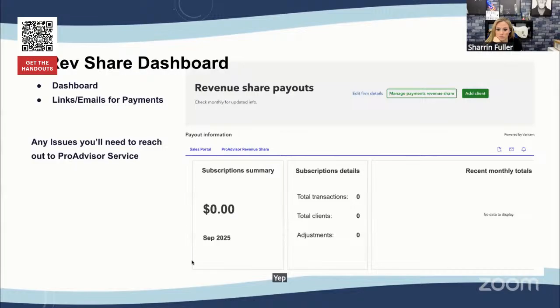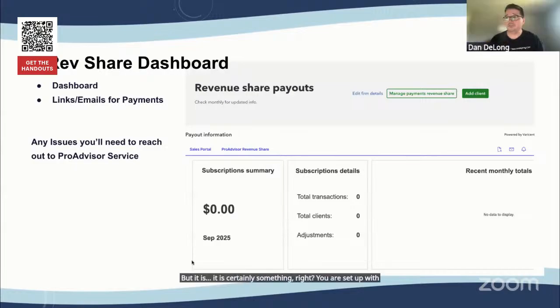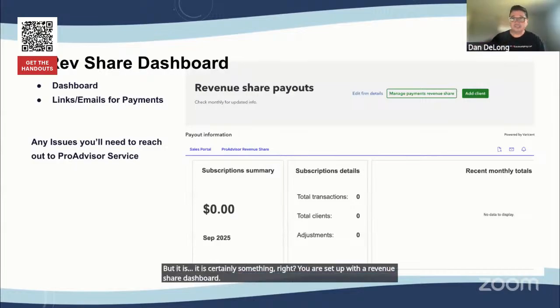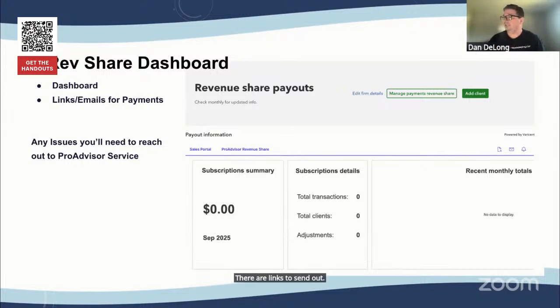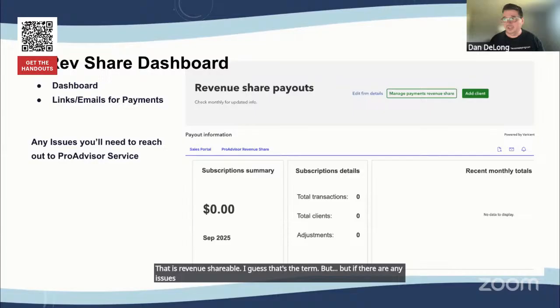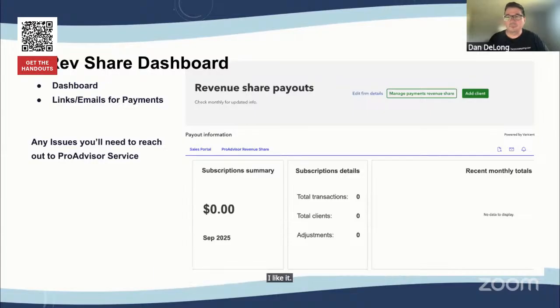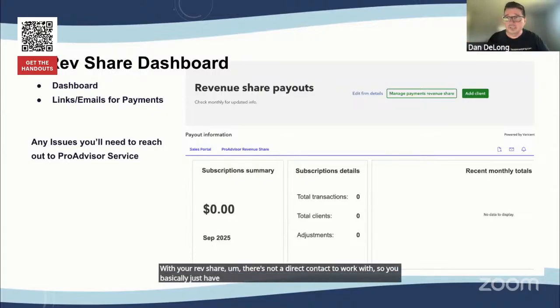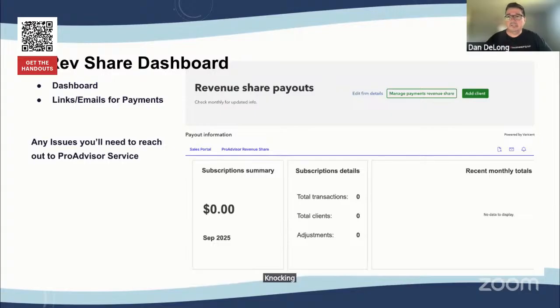Yep. You are set up with a revenue share dashboard. There are links to send out, and you can invite clients to sign up for something that is revenue shareable. I guess that's the term. I like it. But if there are any issues with your rev share, there's not a direct contact to work with. So you basically just have to start knocking at the door and say, hey.